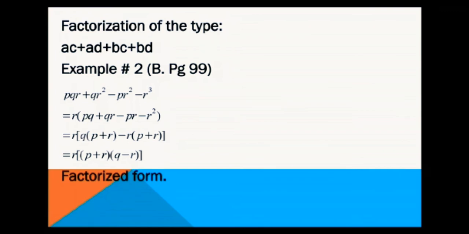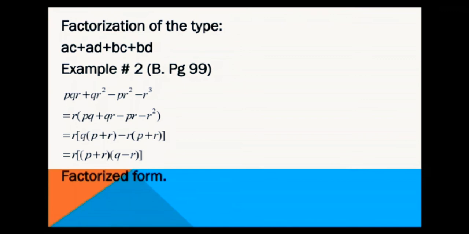That is R. R will be taken out, and inside the bracket PQ plus QR minus PR minus R square will be left over. I hope you will be clear why PQR is left as PQ, because R has been taken out. Same as it is, QR square will be QR because R has been taken out. And the same with the third and fourth terms, which will be PR and R square. Now R has been taken out, so we will observe the rest of the 4 terms inside the bracket.